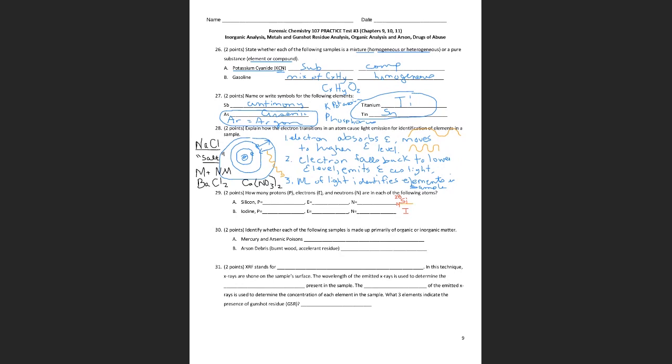Okay, so the atomic number gives me the protons and the electrons. They're always equal to each other for a neutral atom. And then how do I get the number of neutrons? It is going to be mass number minus atomic number. So 28 minus 14 is going to give me the neutrons, and it's 14 in this case.